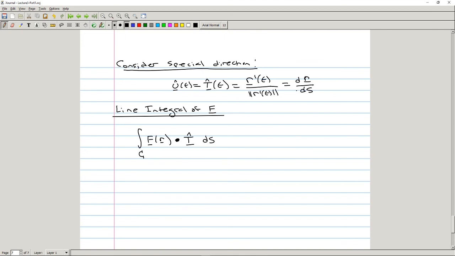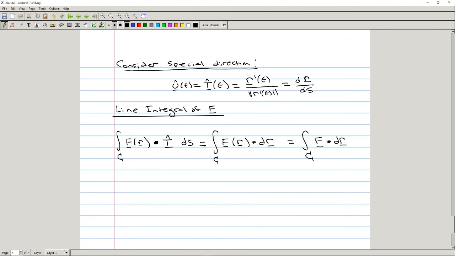And the reason why this is important, and all these notations are important, we'll see in a second, is that this is exactly the same thing mathematically, because t hat is dr ds. A better notation for this, and the notation that's more often used, is the line integral of f of r dot dr, or just f dot dr for short. These are just some common notations for the line integral of the vector field f.